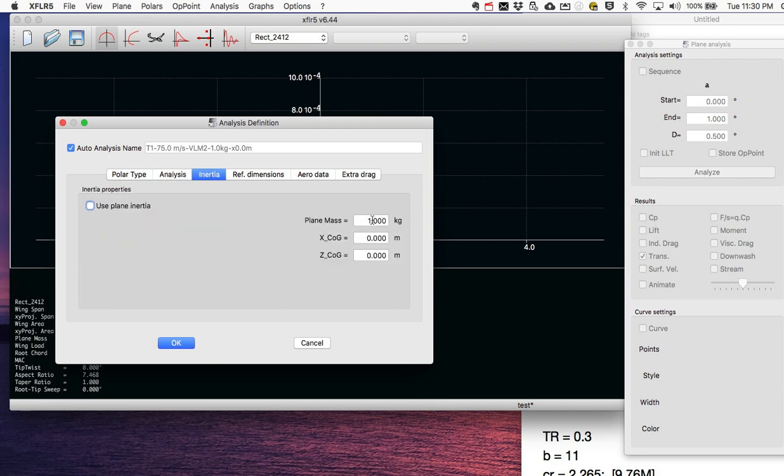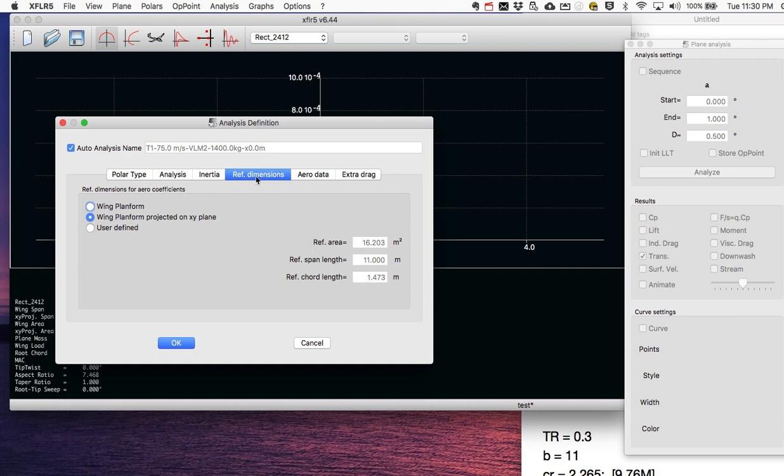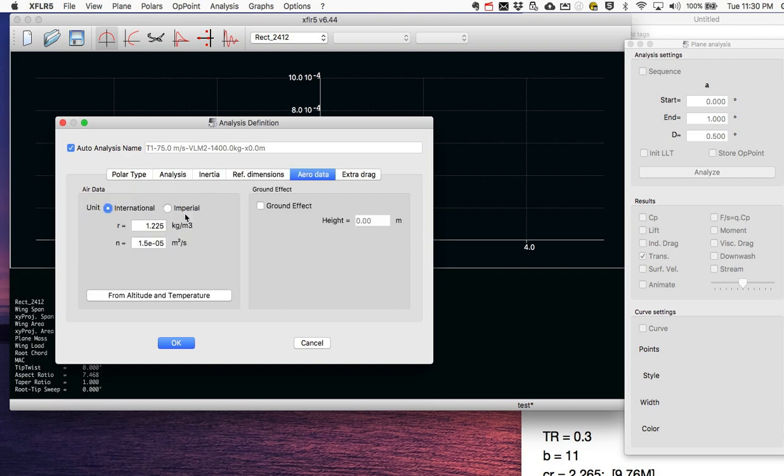Inertia, I'm going to put in the plane mass here, which is 1,400 kilograms. Oops. 1,400 kilograms. Reference dimensions, we don't need to change. And finally, the aero data is 0.996.